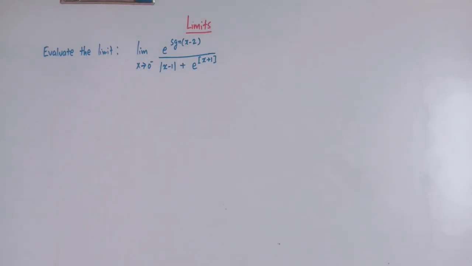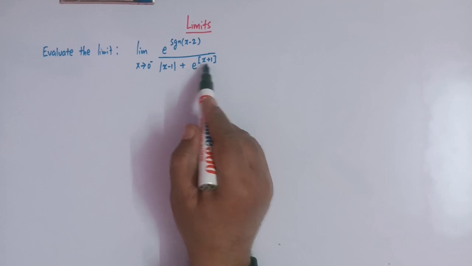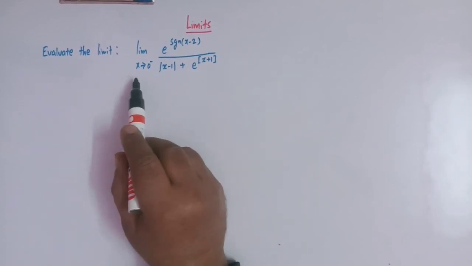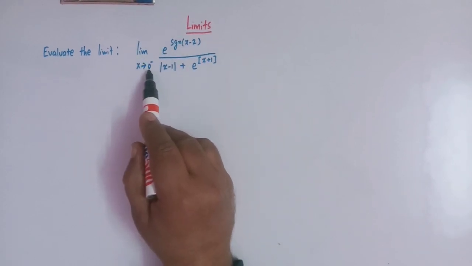Hello viewers, in today's class we are going to discuss one important problem from limits. Here we are going to solve one important and conceptual limit involving the signum function, the absolute value function and the greatest integer function. So here we'll find the value of this limit when x tends to 0 minus.